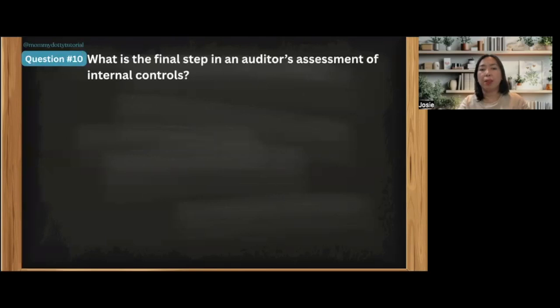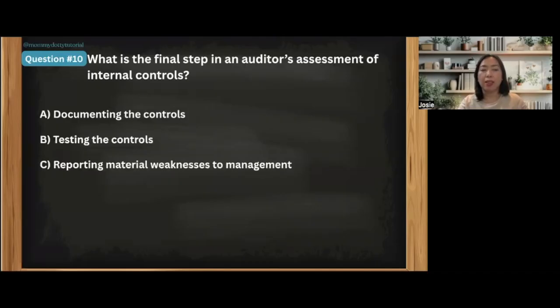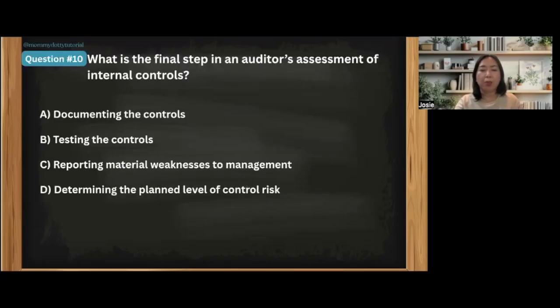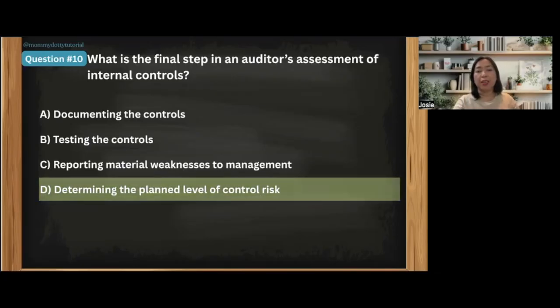What is the final step in an auditor's assessment of internal controls? A, documenting the controls. B, testing the controls. C, reporting material weaknesses to management. And D, determining the planned level of control risk. Okay, you may now pause the video to think. The correct answer is letter D, determining the planned level of control risk.